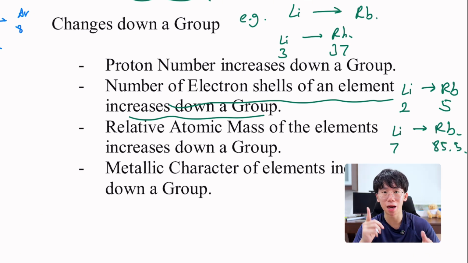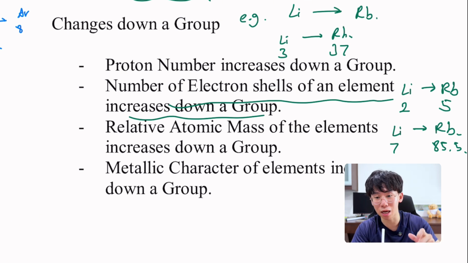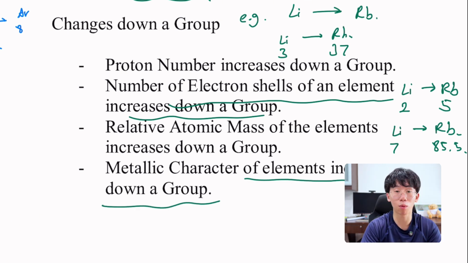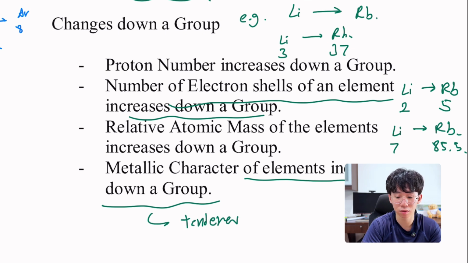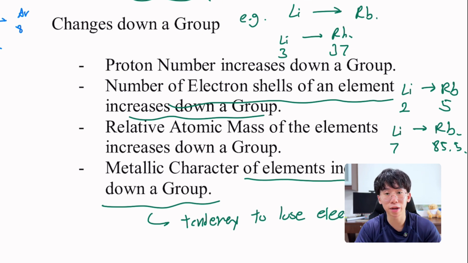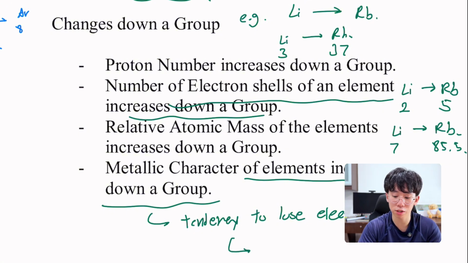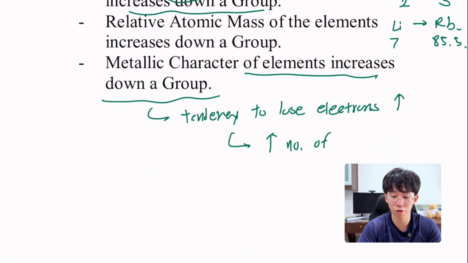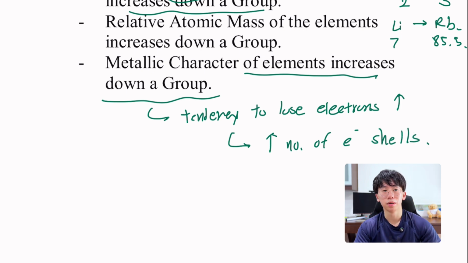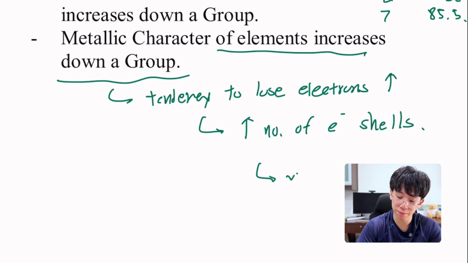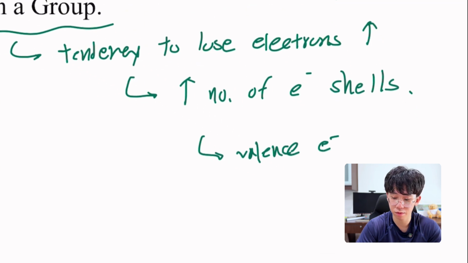Your metallic character of an element actually increases down the group as well. Why is this so? This is related to the tendency to lose electrons. This will increase down the group, generally because you have an increased number of electron shells, and so the valence electron is further from the nucleus.